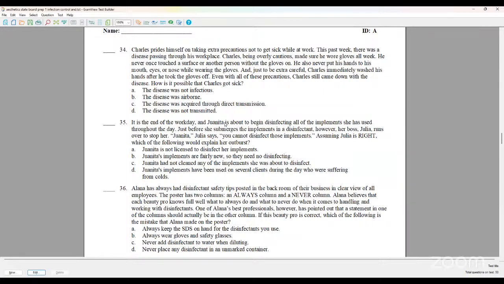Juanita is not licensed to disinfect her implements. Juanita's implements are fairly new, so they don't need disinfectant. Juanita had not cleaned any of the implements she was about to disinfect, or Juanita's implements have been used on several clients during the day who were suffering from colds. Y'all make it make sense. 35 is what? A, B, C, or D?